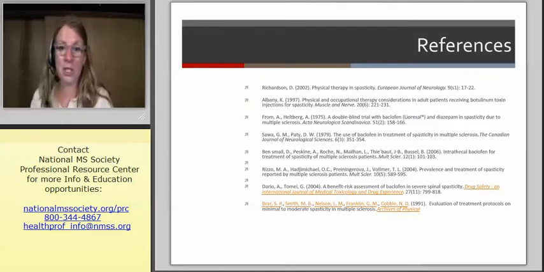So I encourage everyone, if you work with MS, people with upper motor neuron lesions, I encourage you to start measuring spasticity, both from a functional standpoint with gait speed, FIM, something.